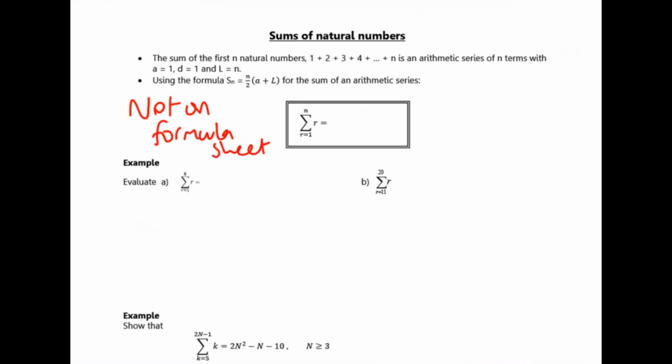Need to learn it. You can do this as a sum of an arithmetic series though. If we're adding the first n natural numbers, this is 1, 2, 3, 4, and so on. This is an arithmetic series: the first term 1, common difference 1, and last term n. If you put this into the formula on the formula sheet, you will get n over 2 times n plus 1, or half n plus 1.